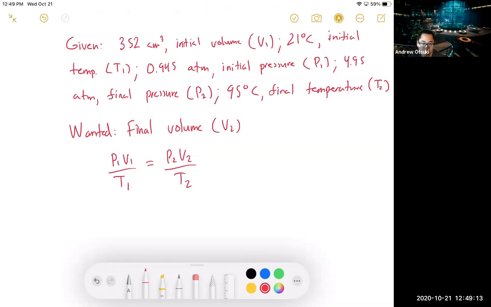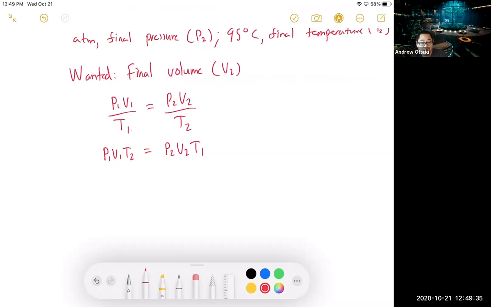So let's cross multiply here. What cross multiply means is I take my T2 and multiply it that way, and I take my T1 and multiply it that way. So we get P1 V1 T2 equals P2 V2 times T1. Okay, so that's how we cross multiply. You could also do it stepwise, like multiply T2 first, then rewrite the equation, then multiply T1, but it doesn't matter. You'll get to the same equation here: P1 V1 T2 equals P2 V2 T1.